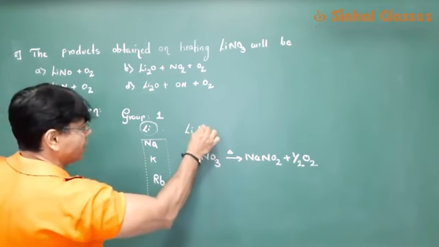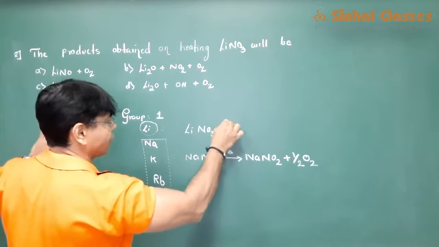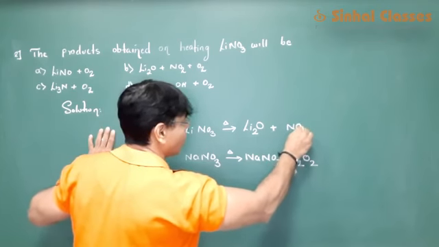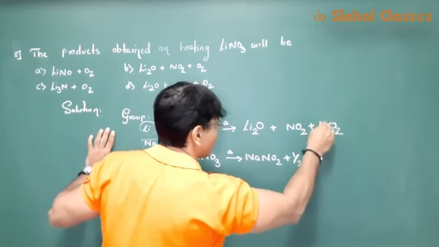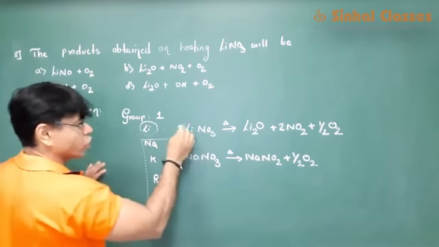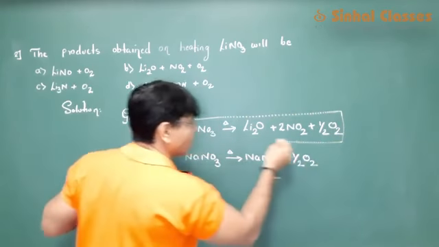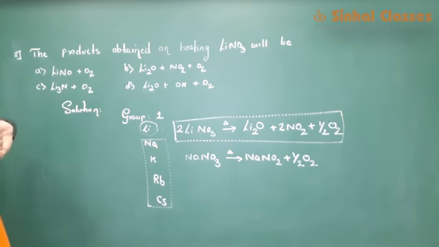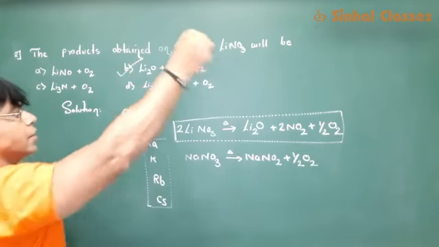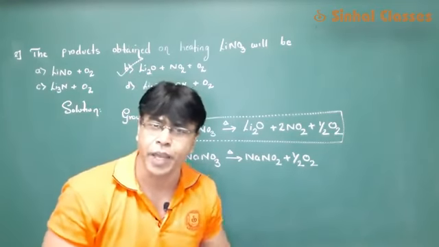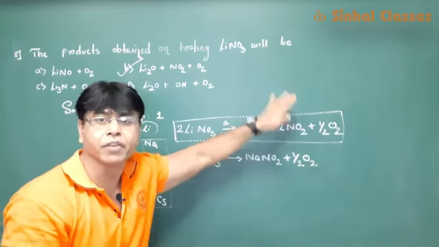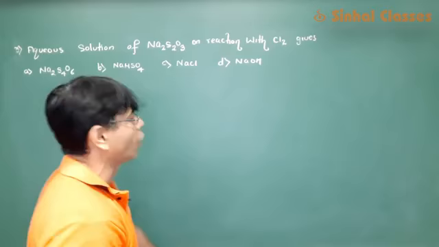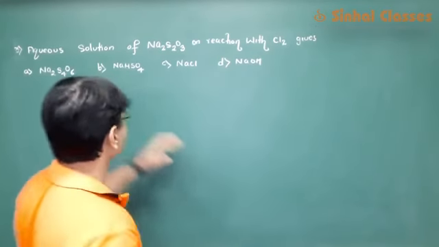Its nitrate, whenever you heat it, it gives you lithium oxide along with NO2 along with oxygen gas. So this is an exceptional behavior shown by lithium nitrate. So your answer for this question will be B, the correct option. Okay, remember this is an exceptional behavior shown by lithium nitrate. Yes student, let's see one more question with respect to this topic.